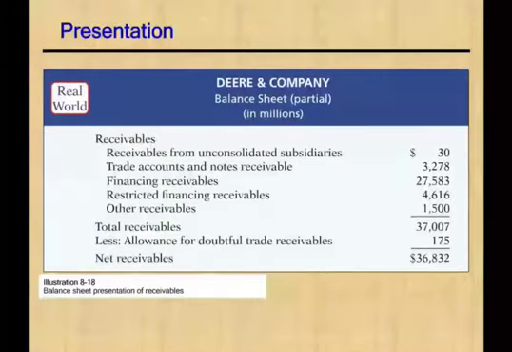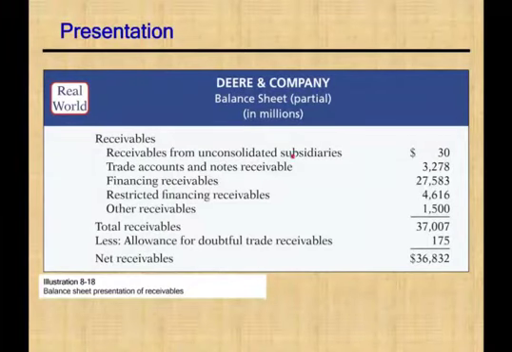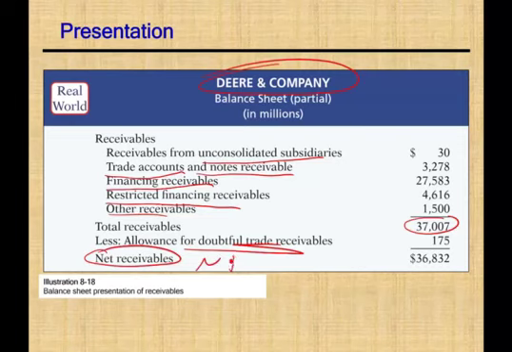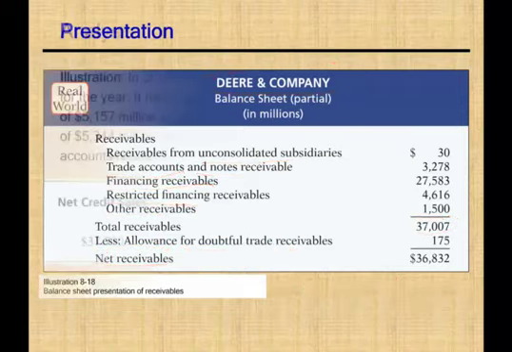And this is an example for a company. For example, here we have receivable from unconsolidated subsidiaries, trade receivable and notes receivable separately, financing receivable, restricted financing receivable, and other receivable. So we have the different categories. We have total receivable, gross, minus the allowance. And this is what I'm talking about, gross minus allowance. This is for Deere and Company. It's just an example from the real world to show you how a balance sheet presents receivable. We show here net receivable. Again, this is the NRV, or the cash realizable value. How much cash do we expect to receive from our receivable?